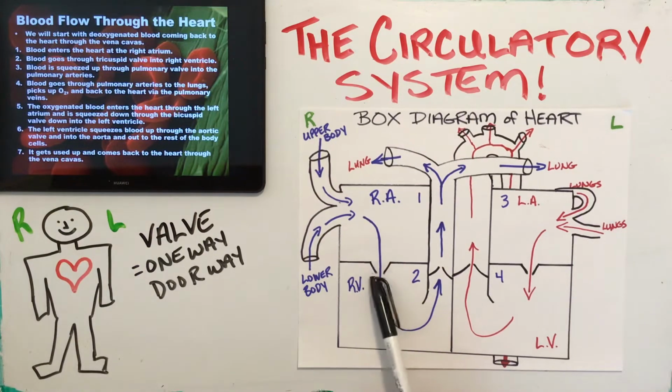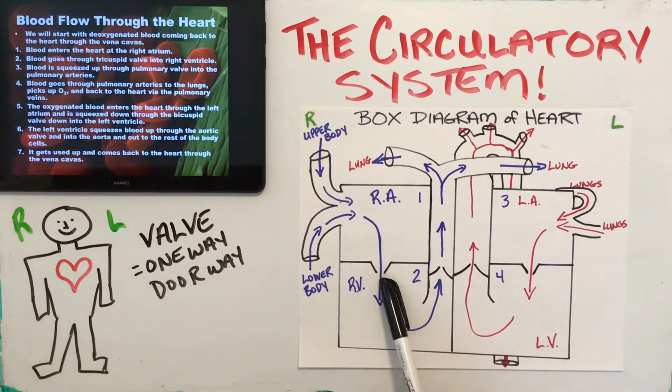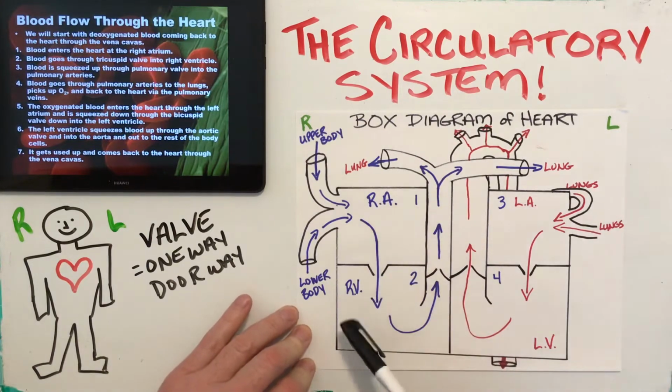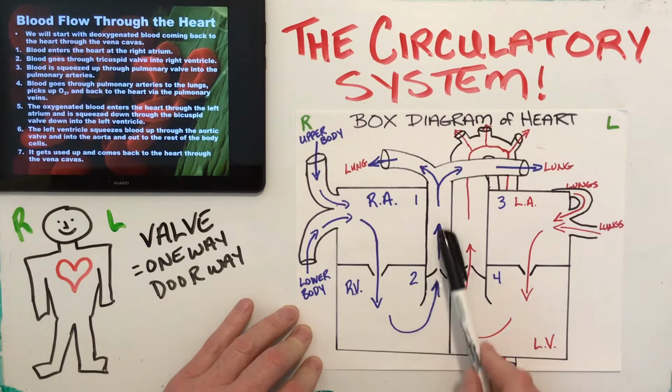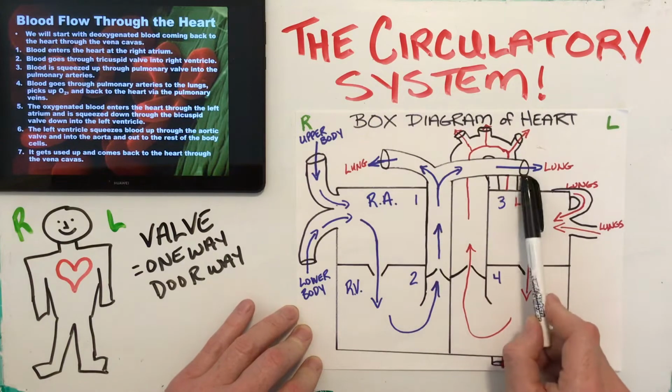This is our tricuspid valve, our one-way doorway. The tricuspid is between the right atrium and the right ventricle. So blood goes through that one-way doorway, and now it's in the right ventricle. The ventricle squeezes and it goes up through the pulmonary artery.